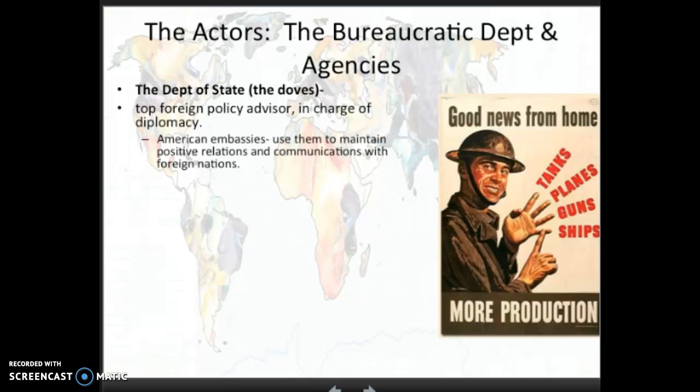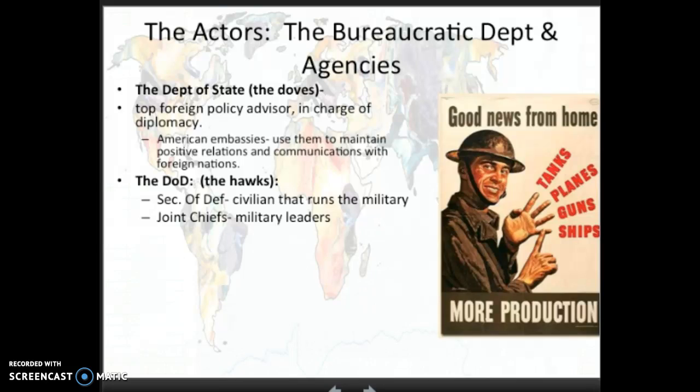They're also in charge of American embassies. American embassies are scattered worldwide. You use embassies and consulates to maintain positive relations and communicate with foreign nations. So if you are the ambassador to Russia, you will meet with foreign dignitaries, you will meet with Russian officials. If we have Americans who are traveling in Russia and they have any kind of issues, they would go to the embassy to get assistance.